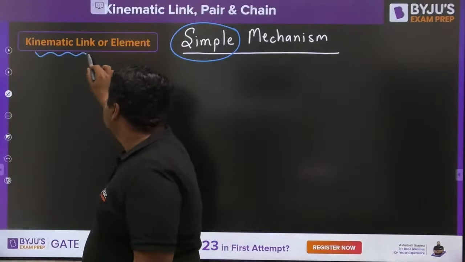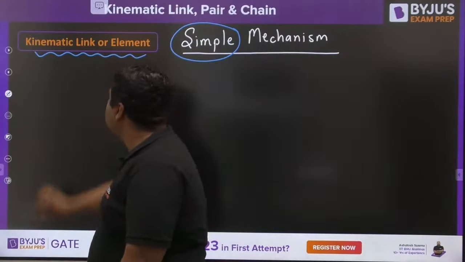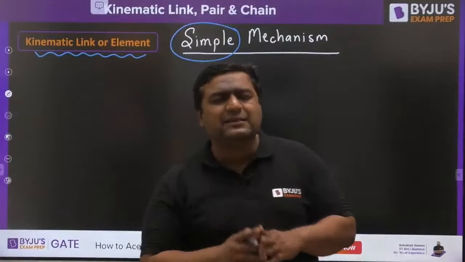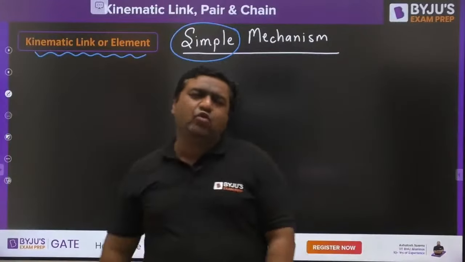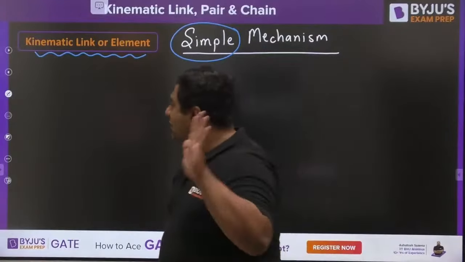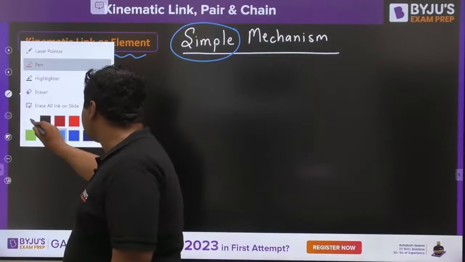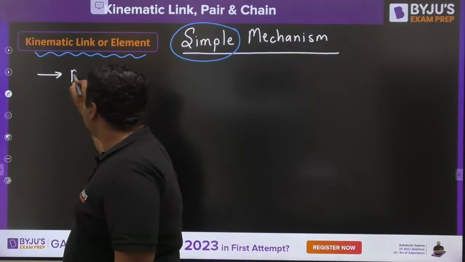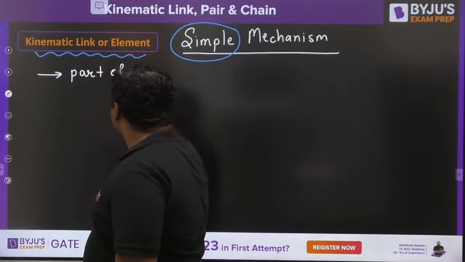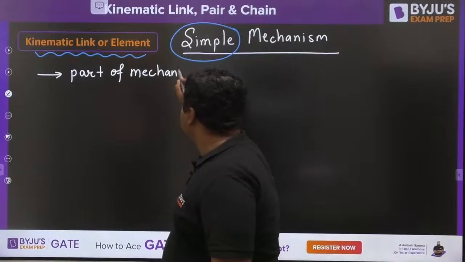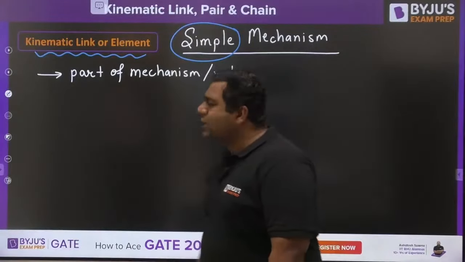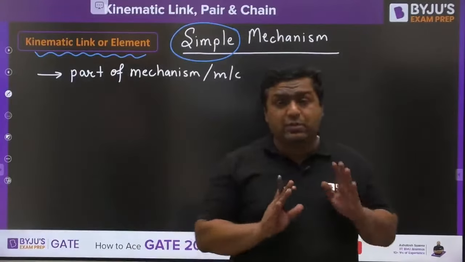So guys, now we are going to start with the very first term. The very first term is kinematic link or element. When we are saying kinematic link or element, as the name suggests, element, it is going to be a part of some mechanism or machine. So look at what I am saying. The very first point: it is going to be a part of a mechanism or machine. So it is going to be any part of a mechanism or a machine.